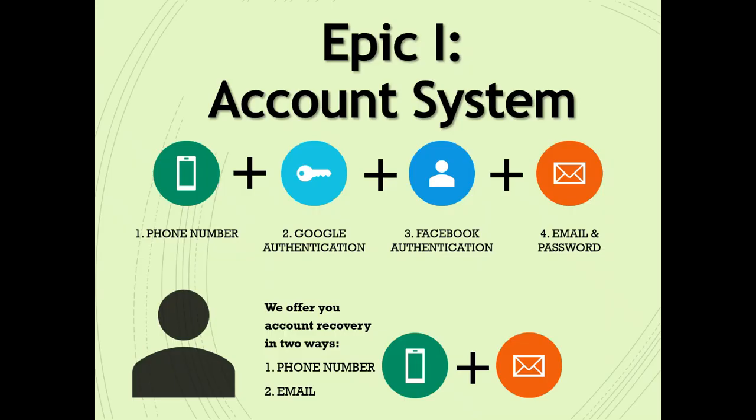So from all these requirements, we then divided it into four epics: the account system, consumer, provider, and reviews and transaction. So the first one was the account system. That will be mainly having phone number, Google authentication, Facebook authentication, email, and password. Also allowing the users to have different ways to recover in case for some reason they change their phone or something happens. So that's the main focus of the epic, as well as getting the system in place for development.